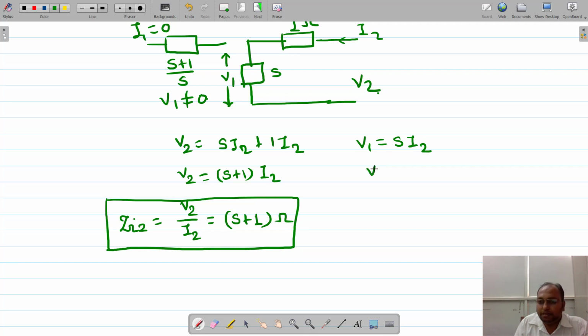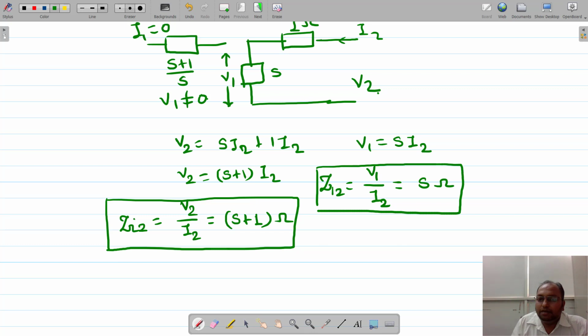Let us transfer that I2 to the left hand side, so it goes to the denominator. Okay, fine. So therefore Z12 is equal to V1 by I2, and it is nothing but S. Is that fine? So remember that likewise you can apply this, or you can find out the Z parameter for such kind of circuit.